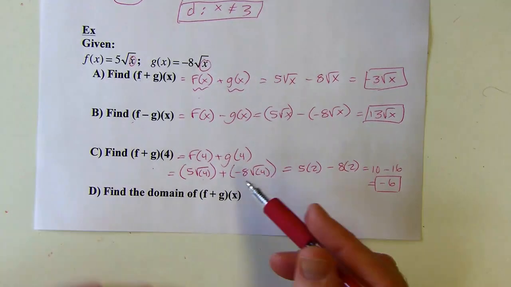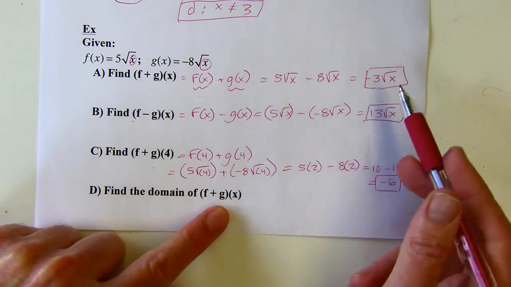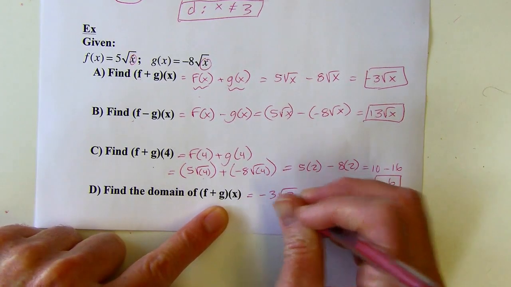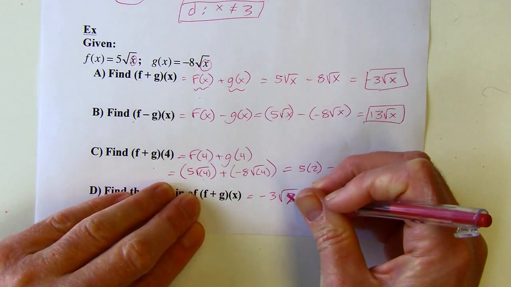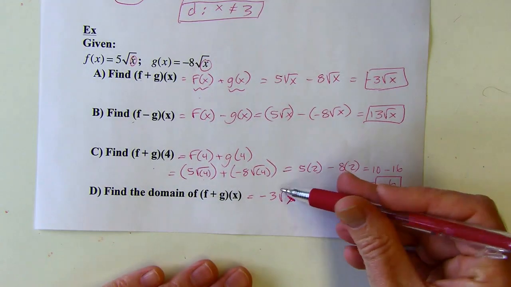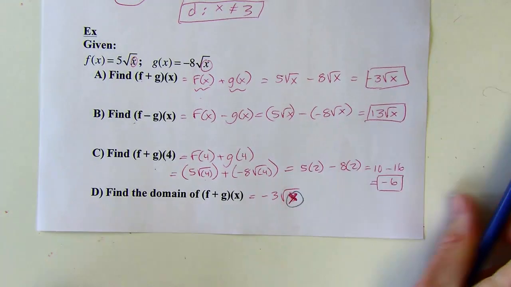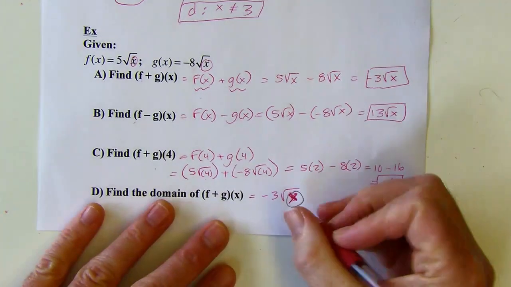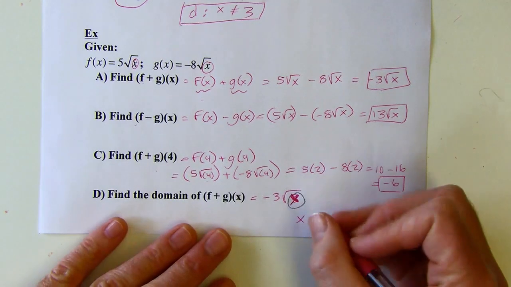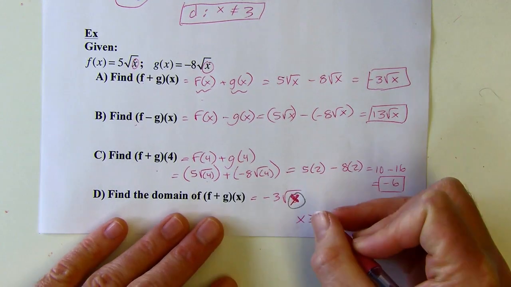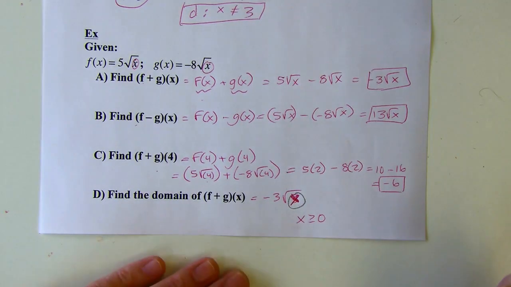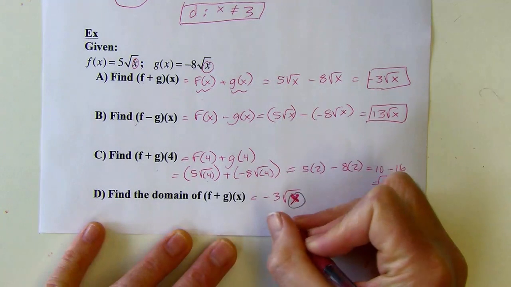Now let's find the domain of f plus g of x. Well, I already found f plus g of x. That equals this. And if I'm asked to find the domain, I need to think, do I have a fraction? I don't here, so I don't have to worry about that. But I have a radical with an even index, and when that happens, the radicand cannot be negative. So that means x can equal 0. It can't be negative. So it has to be either 0 or something greater than 0, right? It has to be greater than or equal to 0. So that is my domain.